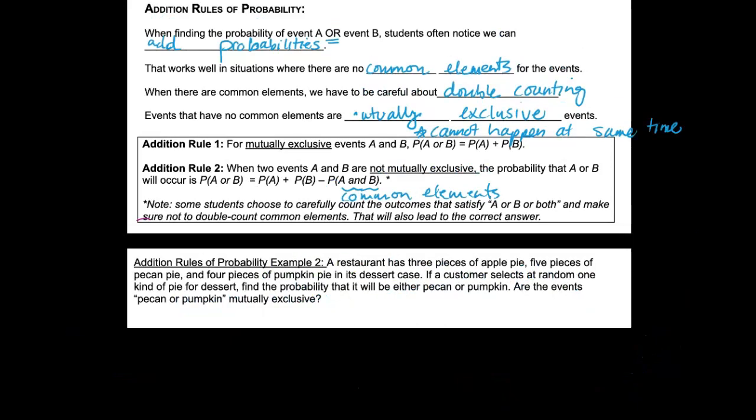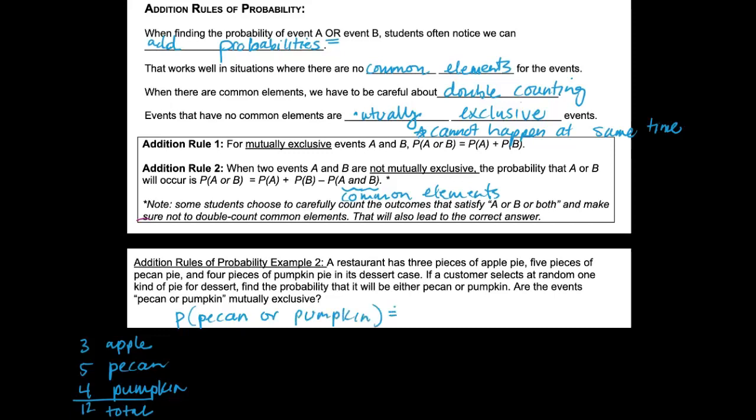Okay, so next we're going to look at example 2. A restaurant has 3 pieces of apple pie, 5 pieces of pecan pie, and 4 pieces of pumpkin pie in its dessert case. So before I read any more, I'm just going to jot that down. So we have 3 apple, we have 5 pecan, and we have 4 pumpkin. And I'm going to add those all together, and so we have 12 total. If a customer selects at random one kind of pie for dessert, find the probability that it will either be pecan or pumpkin. So we're looking at the question, probability of pecan or pumpkin.